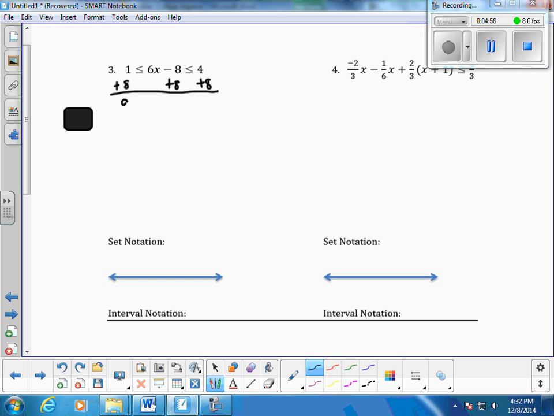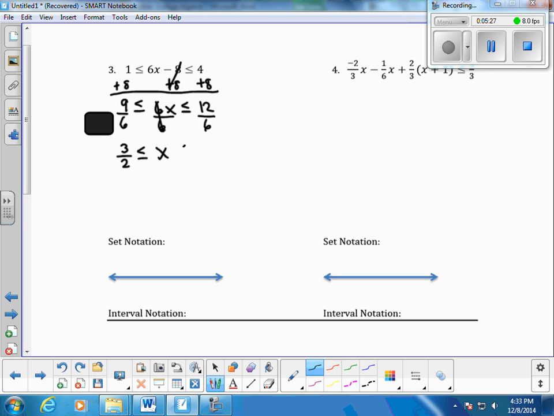So then that gives me 9 is less than or equal to 6x, less than or equal to 12. Once again, if I ignored this part and I say, how would you solve this? You would tell me, well, divide both sides by 6. And we're going to do likewise, other than we're going to acknowledge that we have a third side over here. So 9/6 reduces to 3/2.